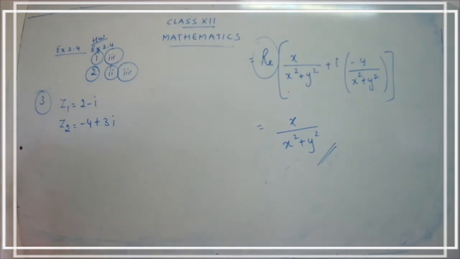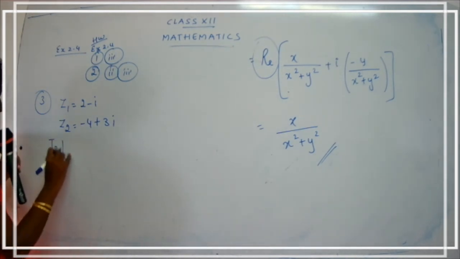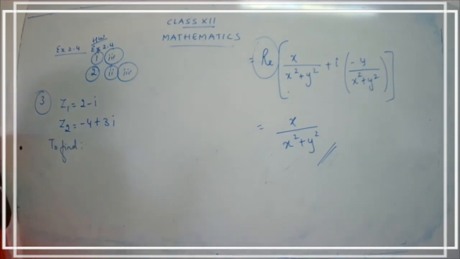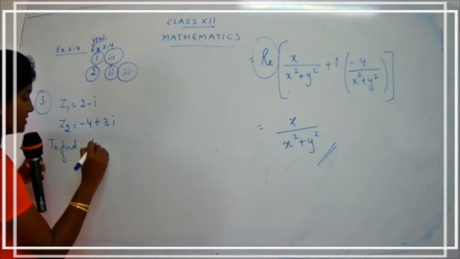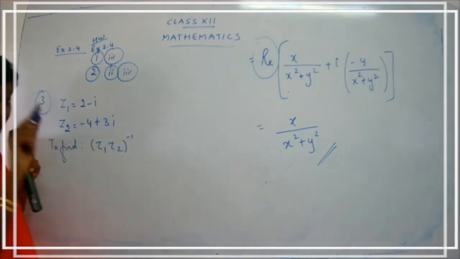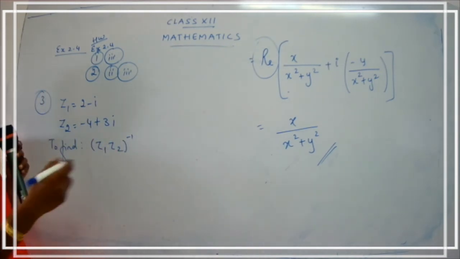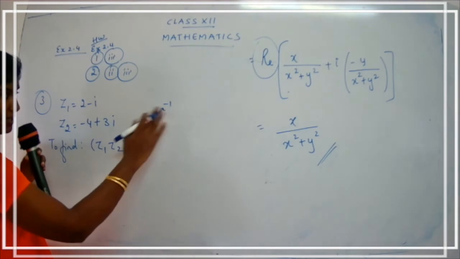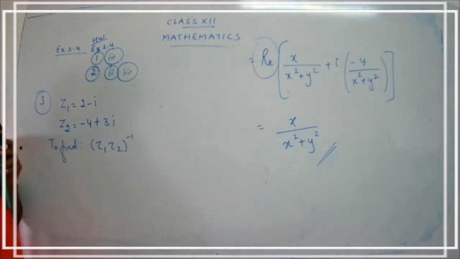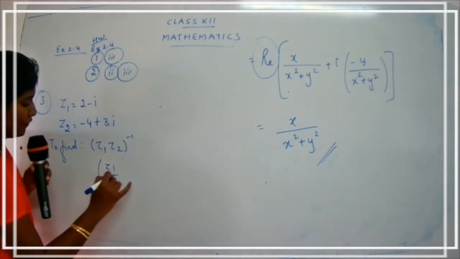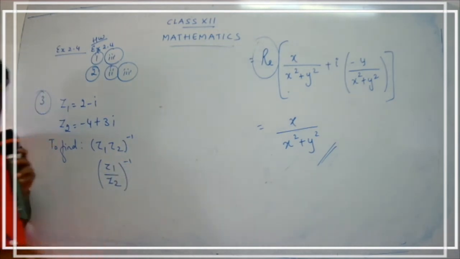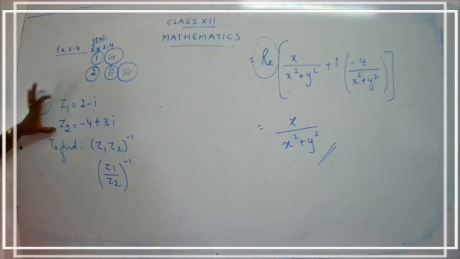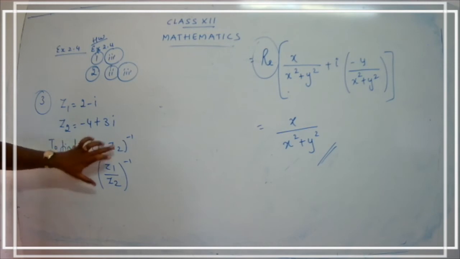What are you going to find out here? You are going to find out inverse. Yeah, children, inverse. I'll be just writing down like this. Z1 Z2 inverse. This is inverse. Minus 1 means inverse, like you have already written A inverse. Yes, children? So Z1 into Z2 inverse. And also you are going to find out Z1 upon Z2 inverse. So this is what we have to find out. So write down, this is the given part and the find part. Z1 Z2 inverse, Z1 upon Z2 inverse.